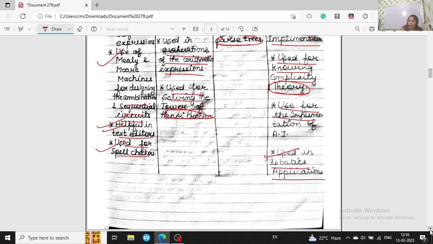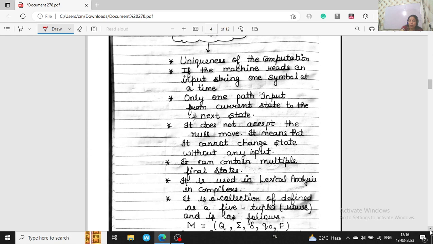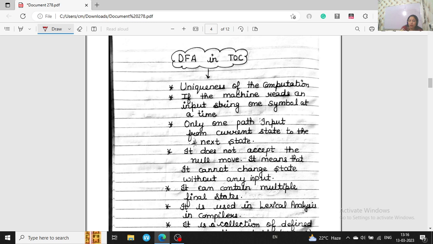Now the next topic is: what is a DFA in TOC? DFA is a part of FA, finite automata. DFA means deterministic finite automata. It tells the uniqueness of the computation.